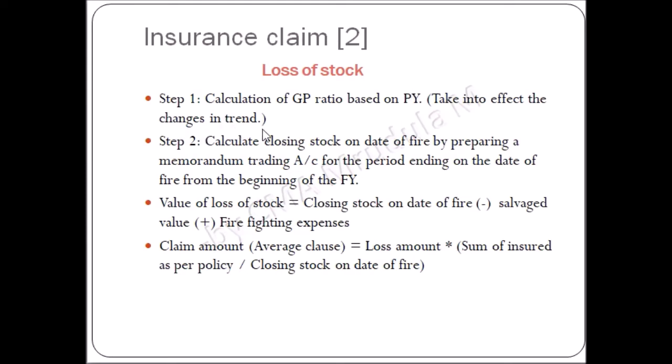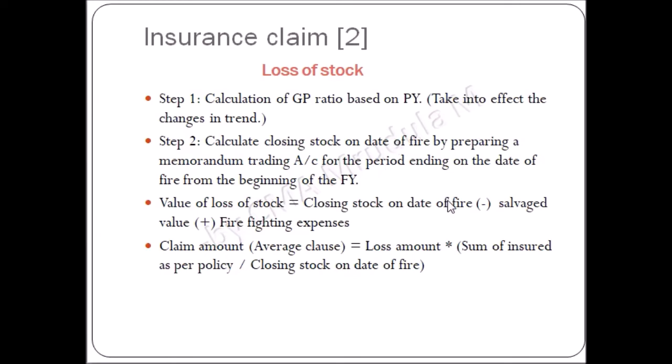That is, the GP amount of the previous year is considered, which may be 10,000 rupees, divided by the turnover of the entire previous year, which could be 1 lakh, plus the 1% change in trend effect if it is a positive trend, into 100. Okay. Step 2. Calculate the closing stock on date of fire by preparing a memorandum trading account for the period ending on the date of fire from the beginning of that financial year. Say if the fire had occurred on 30th of June 2012, then a memorandum trading account is prepared from 1st of April 2012 to 30th of June 2012.